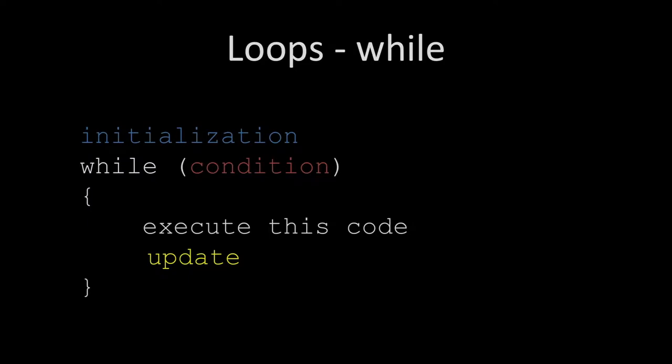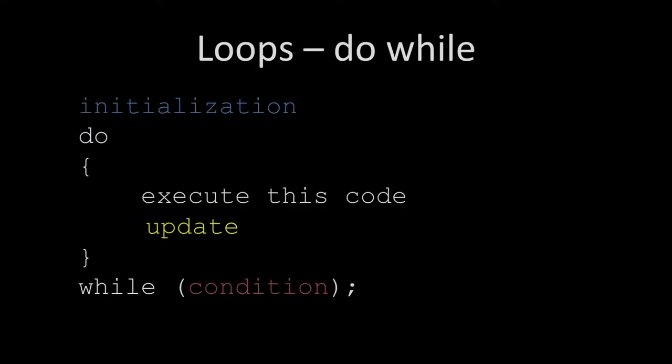For a while loop, similarly, you have to have some kind of initialization, some kind of condition, and some kind of update. So we could implement our for loop also as a while loop using this code. And similarly with a do while loop, we might have some initialization, execute something, update it, and then check the condition.